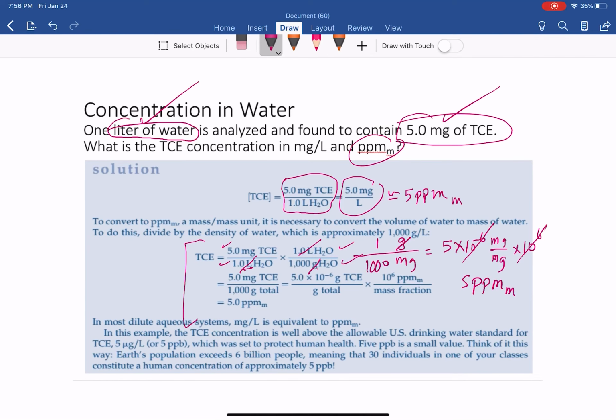Okay? And of course, 5 milligram per liter of TCE is beyond the limit of the allowable U.S. drinking water distribution standards. You could see here, the U.S. drinking water standard for trichloroethylene is 5 microgram per liter, or 5 parts per billion. You found 5 parts per million. So, of course, it's not advisable to drink this water because it is much, much greater than the allowable concentration of trichloroethylene in water.